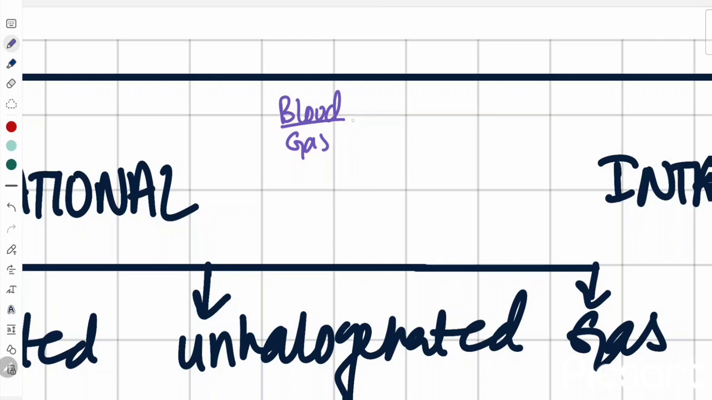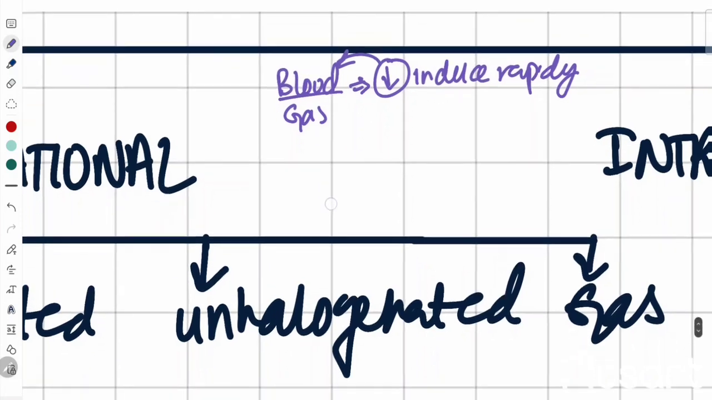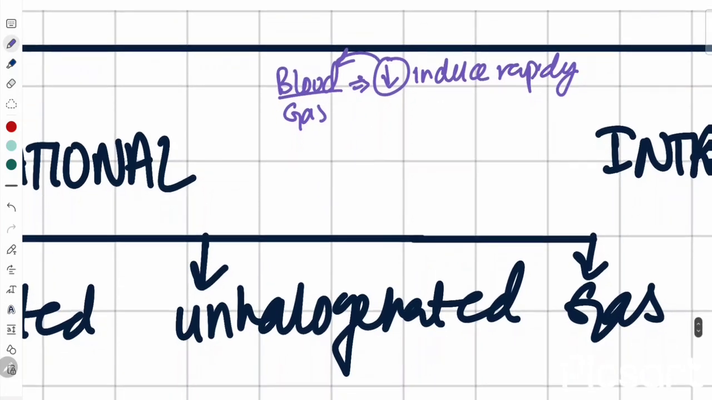When we have a decreased blood to gas ratio, this means that the drug is going to induce rapidly. So that's the basic concept: what is the ratio of the anesthetic agent from blood to gas. And then we have minimum alveolar concentration, that is MAC.